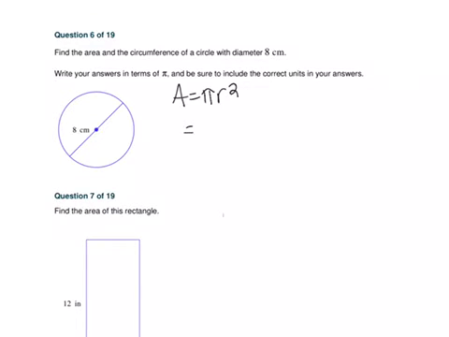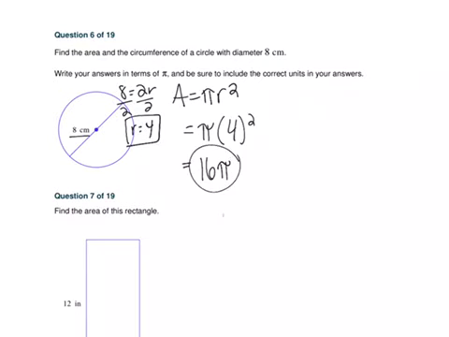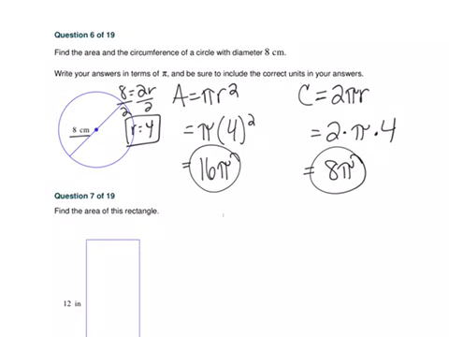So we're going to say, okay, well, it gives us the diameter is 8, and 8 divided by 2 is 4. So our radius is in fact 4. So we have pi times 4 squared. 4 squared is 16, so I'm just going to bring it out to the front and write my answer as 16 pi. And then circumference is 2 pi times r, or the radius. So we've got 2 times pi times 4. 2 times 4 is 8, so I'm just going to bring it to the front, and we write our answer as 8 pi.